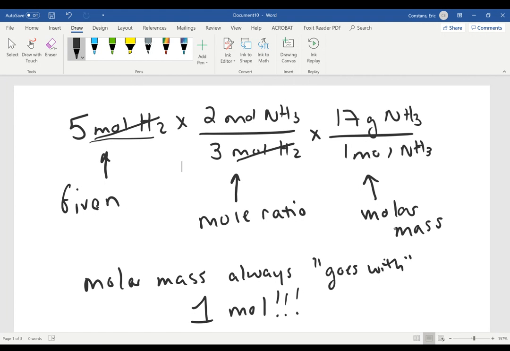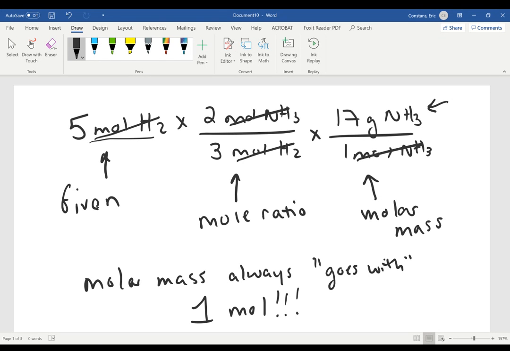If you don't remember how to do molar mass, I can put up a video on that too, or you can just take a look at your textbook. It's pretty straightforward. The formula mass here is going to be 1 nitrogen and 3 hydrogens. Just look for the masses of these on your periodic table. You should get 17 grams. Again, moles of ammonia are going to cancel out diagonally, and you're going to be left with the thing you're looking for on top, grams of ammonia.